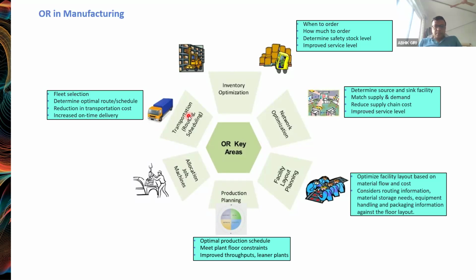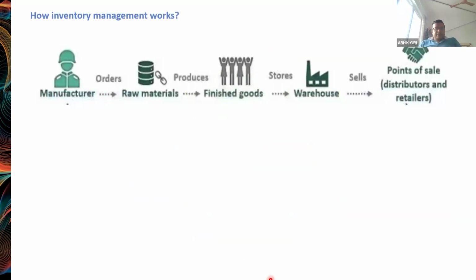Okay, so now let's quickly look at how the entire system of inventory management works. Any manufacturer would order raw materials and produce finished goods from these raw materials. But between raw materials and finished goods, there would sometimes be intermediate products. Once the finished goods are produced, they would be stored in the warehouse, and from there shipped to different points of sale. It could be wholesalers, distributors, retailers. There could be intermediate distribution centers and so on.